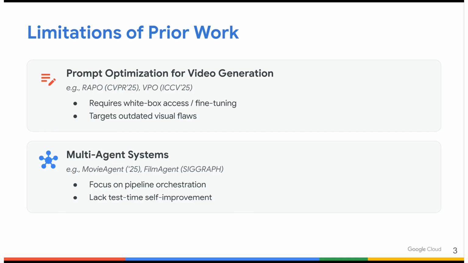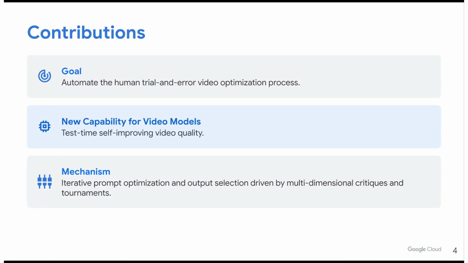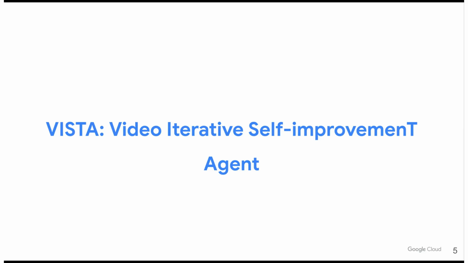And prior work has limitations. Prompt optimization methods require white-box access or fine-tuning, while existing multi-agent systems focus on orchestration but lack the capability for test-time self-improvement during generation. So our goal is to automate that human trial and error process. We introduce a multi-agent system that allows video models to self-improve video quality at test time. It works through interactive prompt optimization driven by multi-dimensional critics and tournaments.